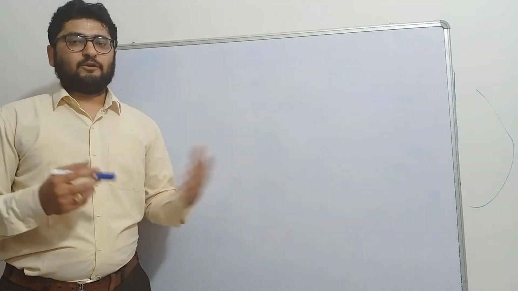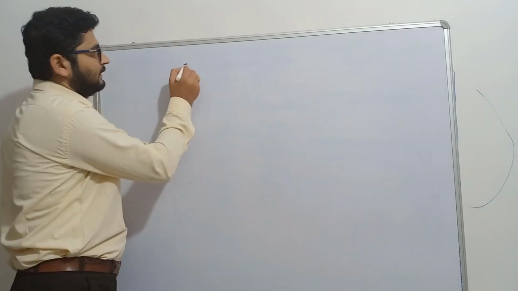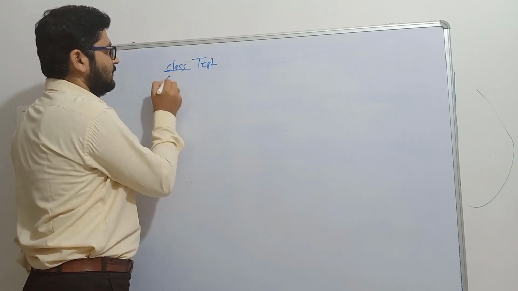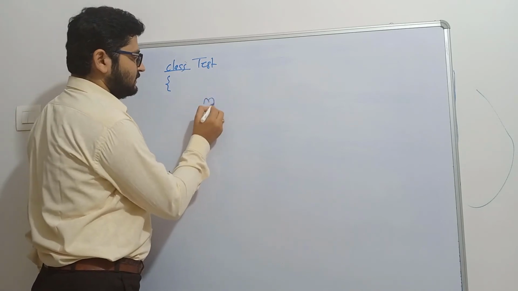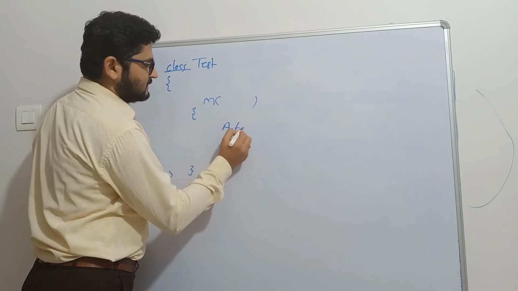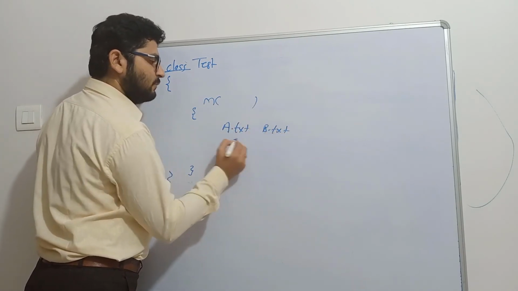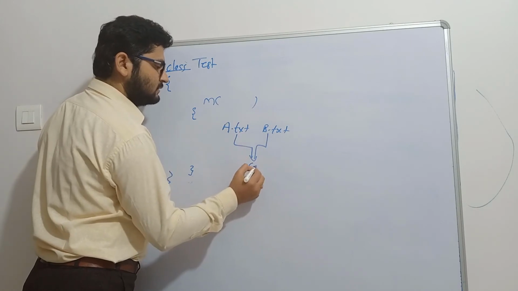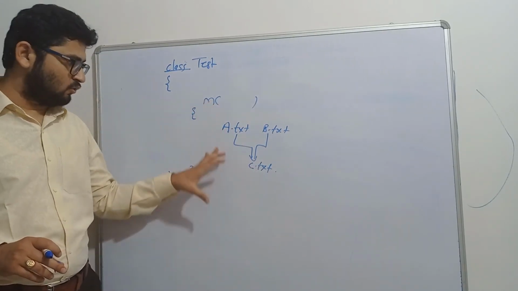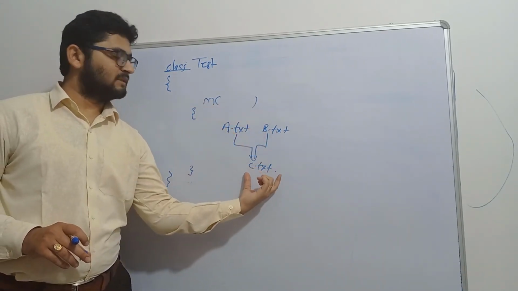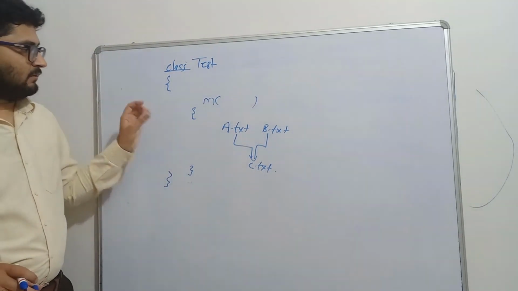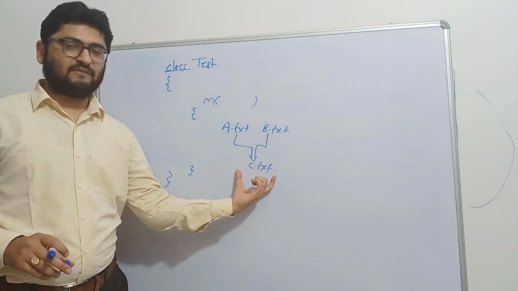Another application of command line arguments could be, suppose you have written a program, class test, and inside it the main function, where you read two files, a.txt and b.txt, and merge them into file c.txt. So inside this main function you have written code to read these two files and merge them into the third file, c.txt. When you execute this program, it will read files a and b and merge them into c.